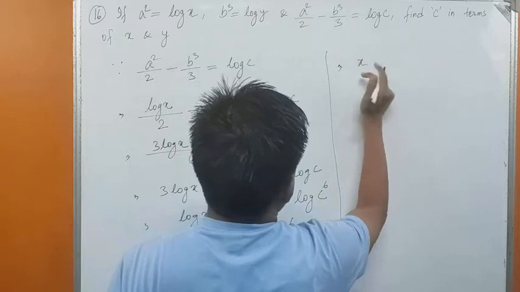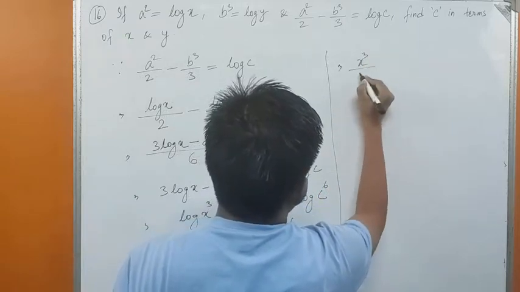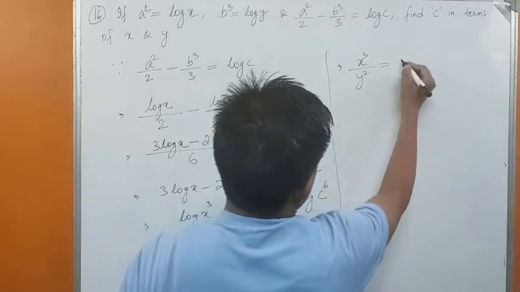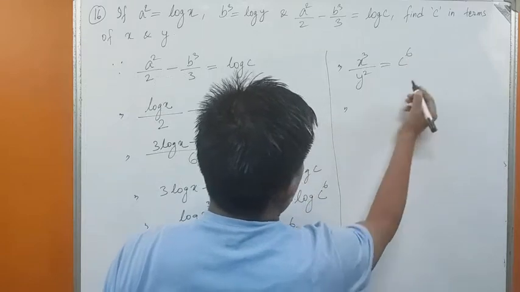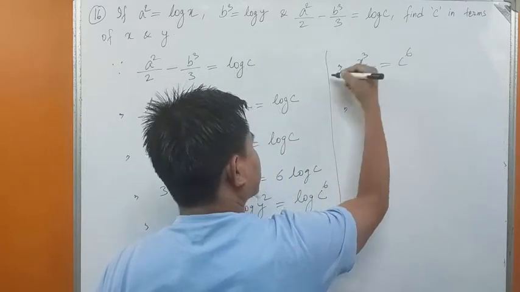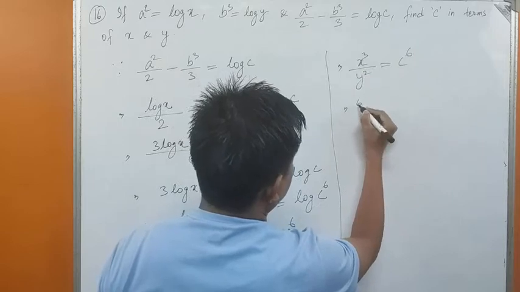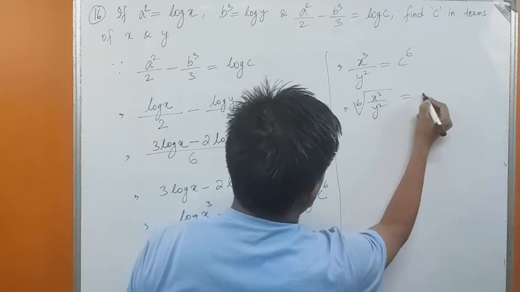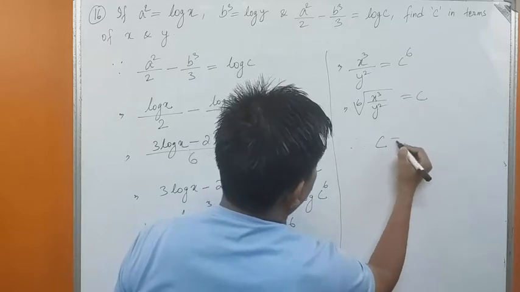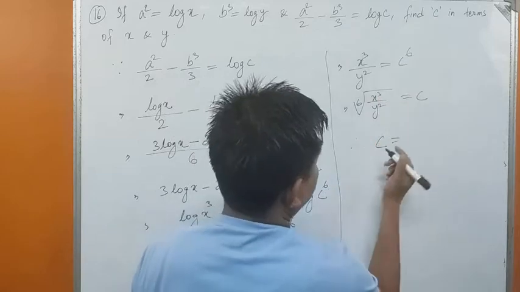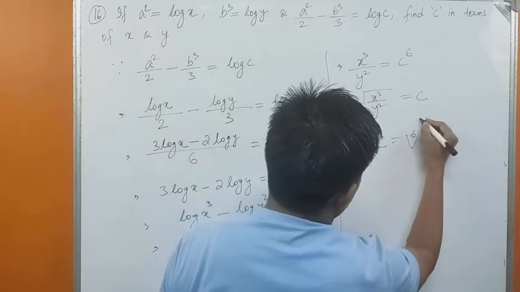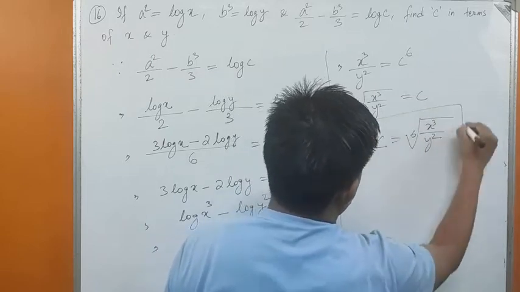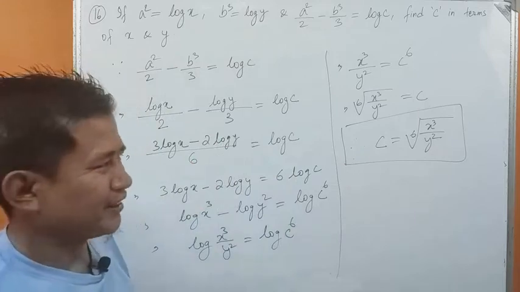x cube upon y square equals c to the power 6. Or this 6 when we bring to the left hand side becomes the 6th root. The 6th root of x cube upon y square equals c. Therefore the value of c, we were asked to find the value of c, so the value of c equals the 6th root of x cube upon y square. So this is the value of c. I hope you got this.